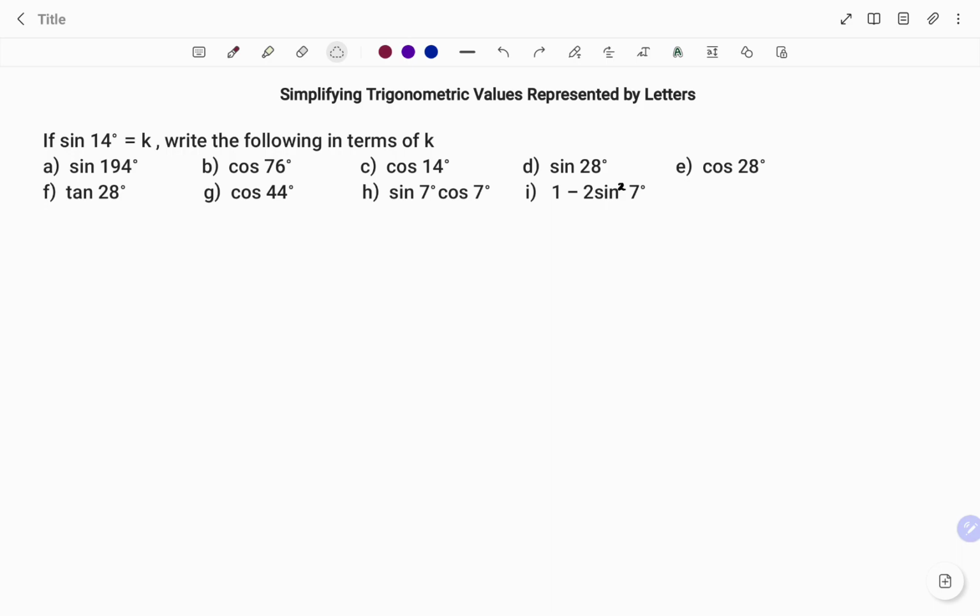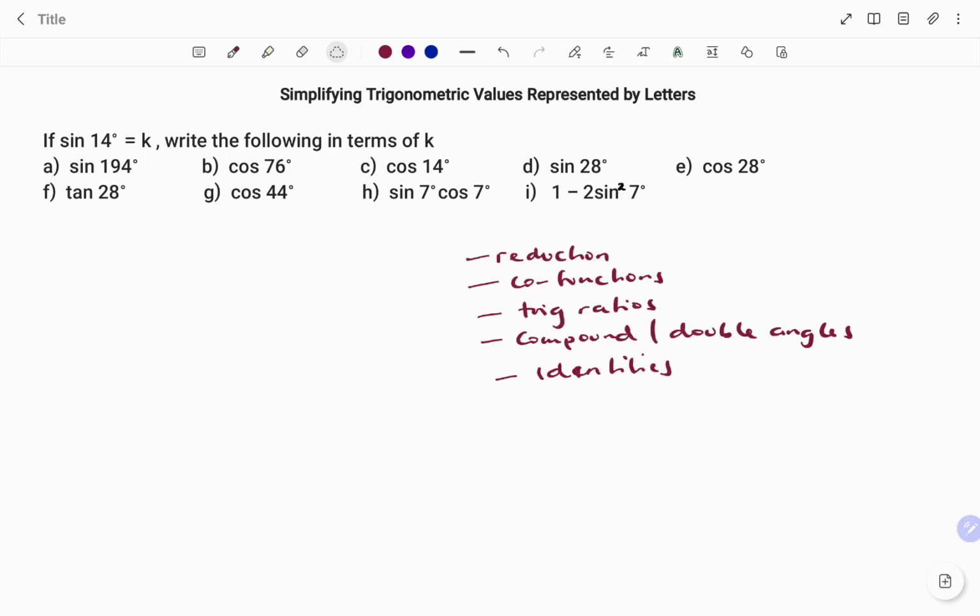When a trigonometric value is represented by a letter, other trigonometric ratios or expressions can be written in terms of the given letter. We have reduction, we can use cofunctions, we can use trigonometric ratios, we can use compound or double angle formulas, and we can use basic identities. What to use is determined by what the question says. Let's look at the example given.